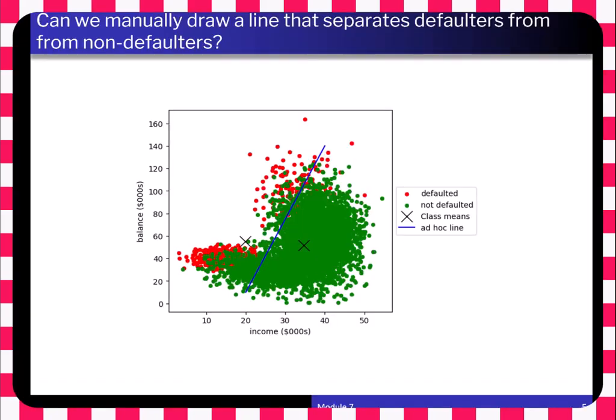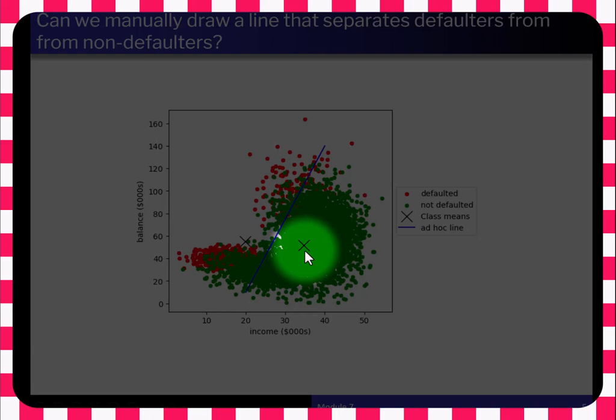This is again the same data with two crosses in it. This cross shows the class mean of green points, so their average income and their average balance. And this cross shows the average income and average balance of the red group. Basically, this is the essence of discriminant analysis.